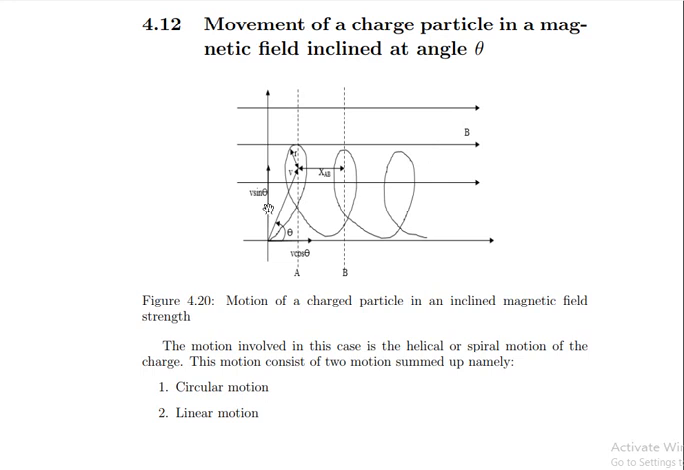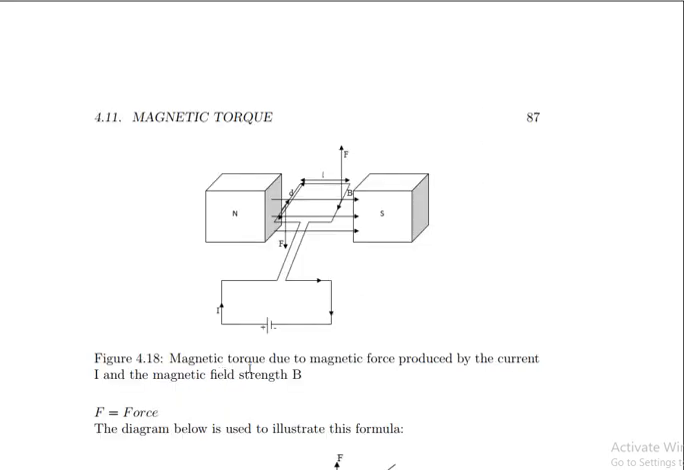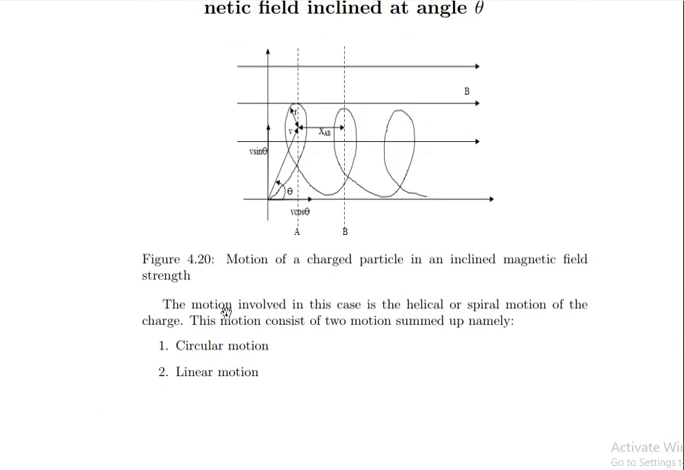Since the velocity component v sin theta and the magnetic field strength B are perpendicular to each other, they are going to produce a magnetic force. That magnetic force is what causes the circular portion of the helical motion. And v cos theta is what produces the linear motion. So v sin theta and the B field cause a force that causes the circular motion of the helical motion.